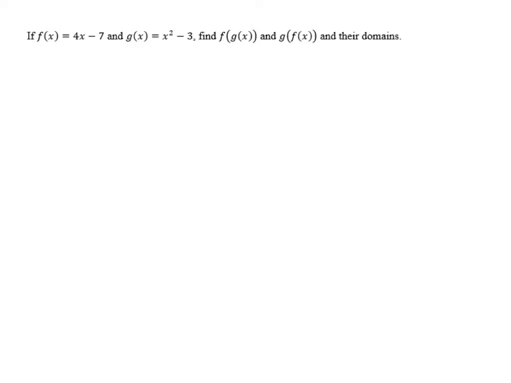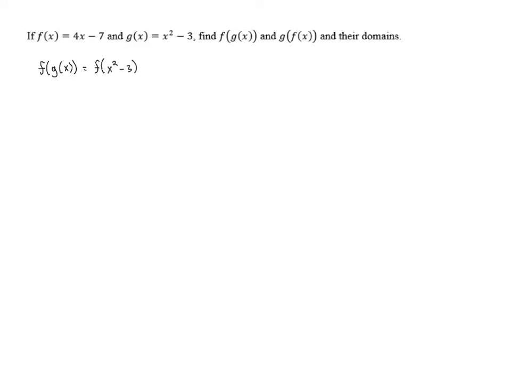Because both of these functions have all real numbers for their domains, we're not going to have any problems with domains when we take the compositions. That's nice. Now, let's look at the compositions. First, we'll look at f of g of x. Now, we have to evaluate f at g of x, and g of x is x squared minus 3, so that means we need to evaluate f at x squared minus 3.